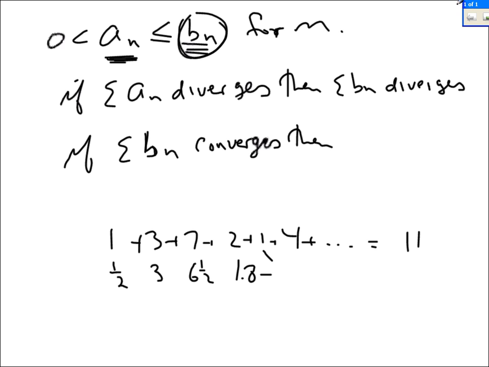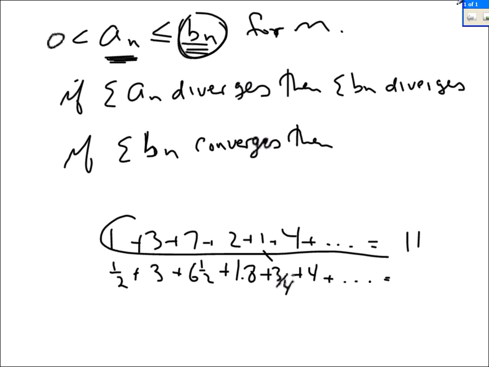for 1, I'll add on 3/4, less than or equal to. For 4, I'll add on 4. How can this be bigger than 11? All the numbers were smaller than or equal to the numbers on top. This one will be less than or equal to 11. And so, if the summation of B sub n converges, then the summation of A sub n will also converge.